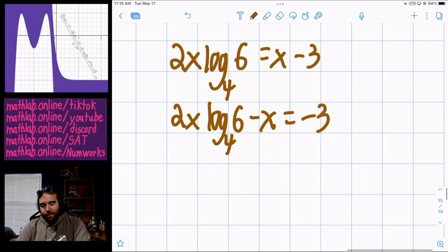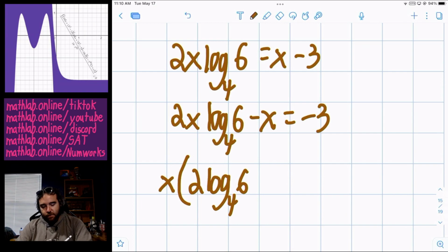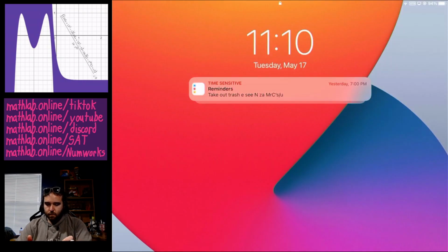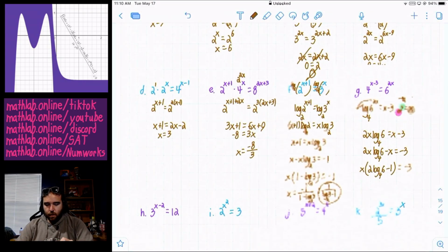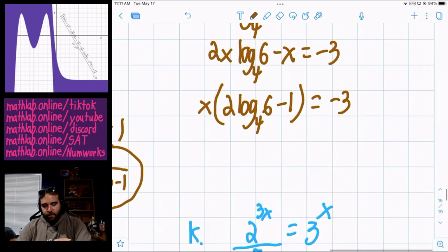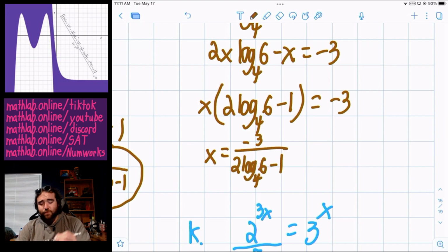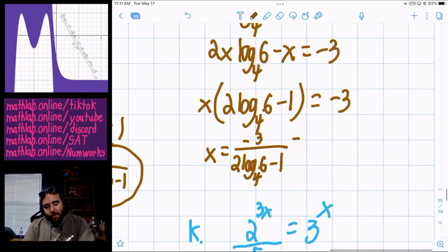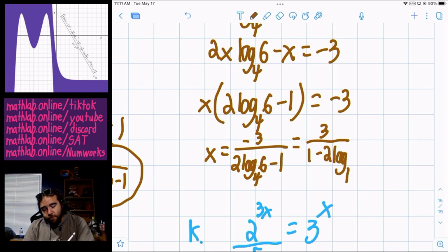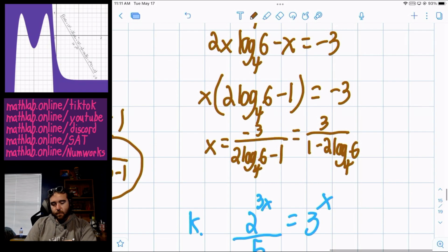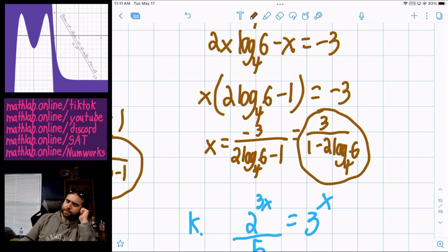So we get that, and then we're going to factor out an x. 2 log base 4 of 6 minus 1 equals negative 3. And then divide. So x equals negative 3 over 2 log base 4 of 6 minus 1. And that's a decent answer. Again, we can deal with the negative and flip around the bottom. I think that's a good answer.